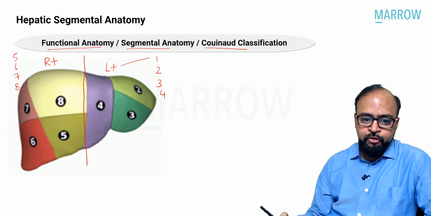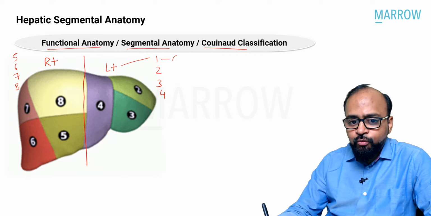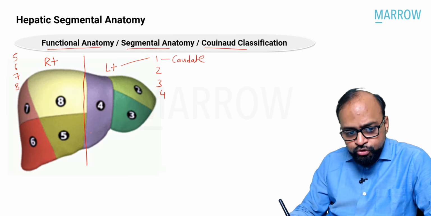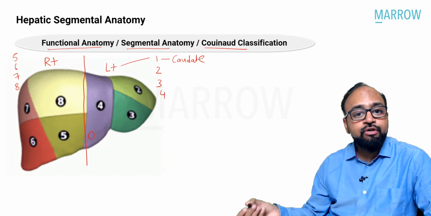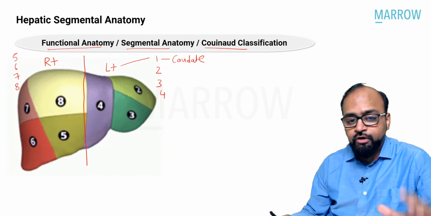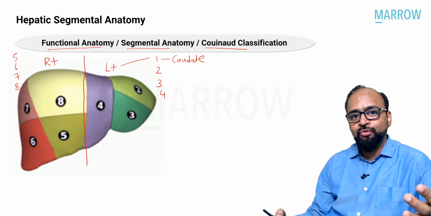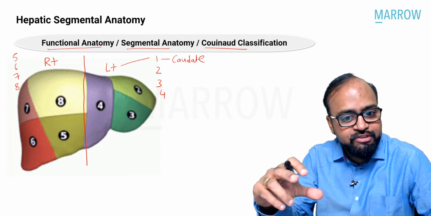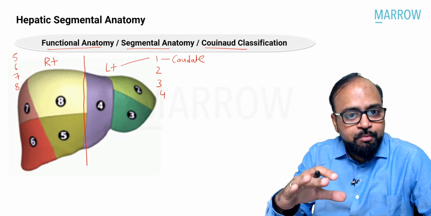Now let us have a look. Where is lobe 1 located? 1 is the caudate lobe. It is located extremely posteriorly, right, just in front of the IVC. It is not seen from this frontal depiction here. It is the extreme posterior lobe, just anterior to the IVC. It has separate venous drainage into the IVC as well. So that is lobe number 1.